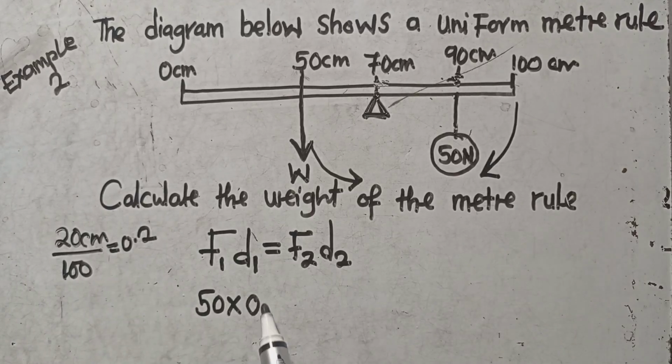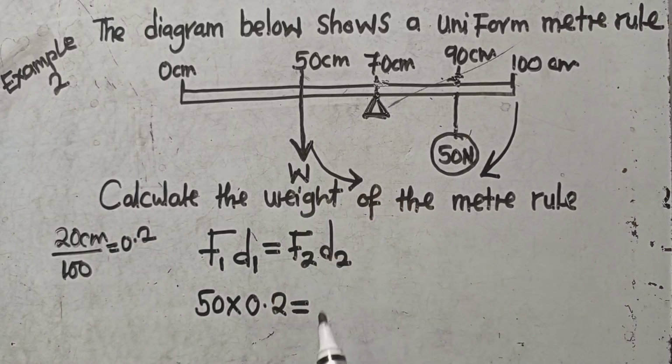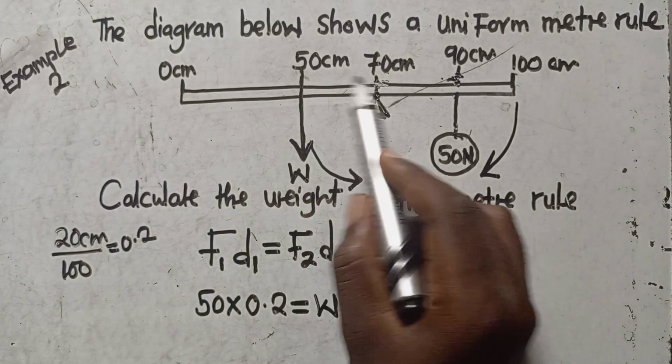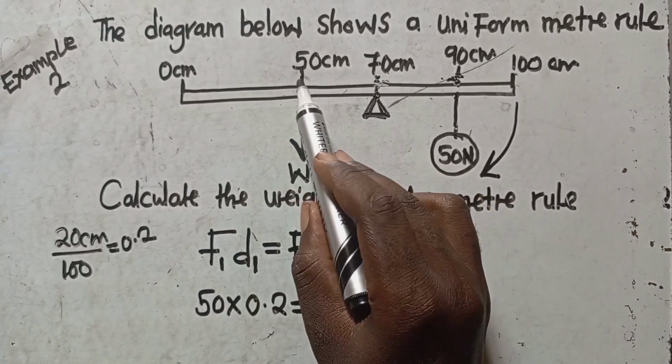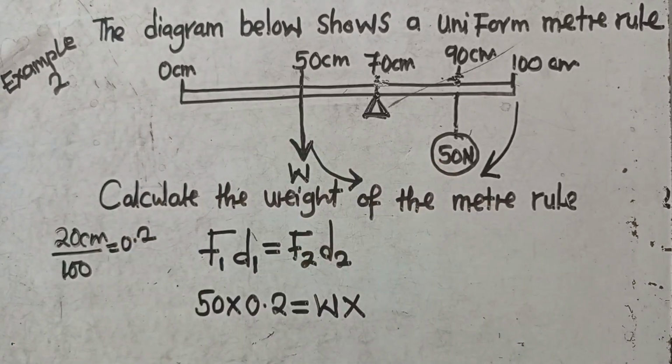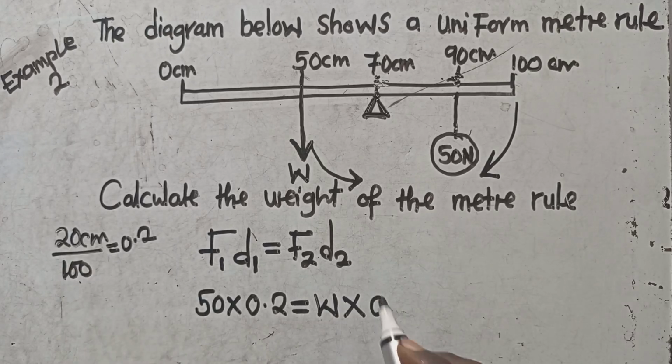So 50 multiplied by 0.2 is equal to now. What is the force that is there? It is the weight, W, that I'm taught to calculate, times the distance. What is the distance there? Have you seen 70 and 50? That is 20. I do the same: divide by 100. 20 divided by 100, I'm going to get 0.2. So I calculate for W, then I'm done.